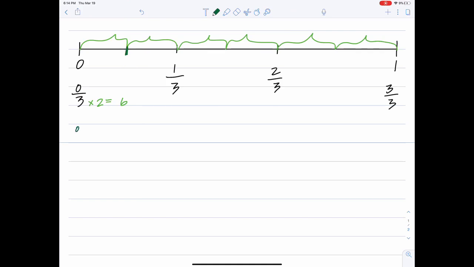So the first sixth we have is 0 sixths. Then we have 1 sixth because they're going up by a sixth every time. 2 sixths, so 1/3 is equivalent to 2 sixths. 3 sixths, or 1/2. 2/3 is equal to 4 sixths. Then 5 sixths. Then a whole is 6 sixths.